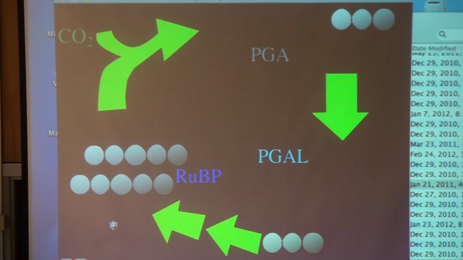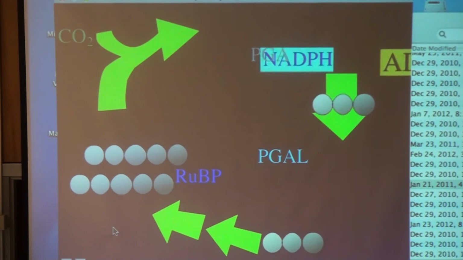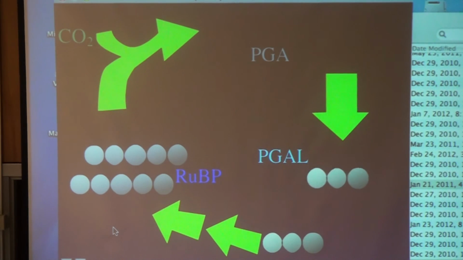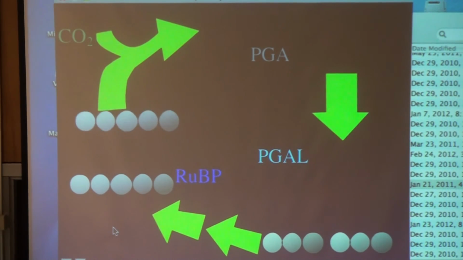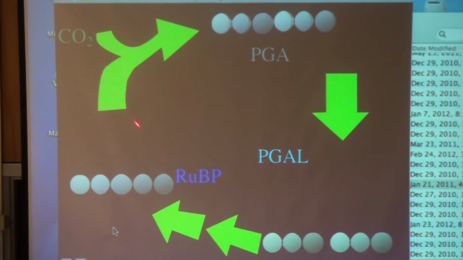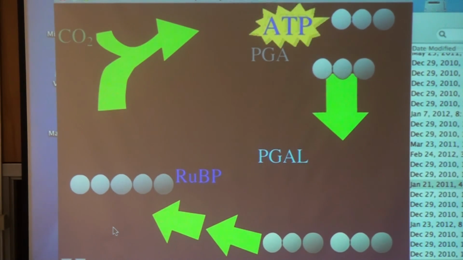Let's put the PGAL down there. And now the second PGA does the same thing. It feeds into that enzyme. ATP and NADPH energy is used to carry out that non-spontaneous conversion from PGA to PGAL. And now we have 2 of those PGALs down there. And what's going to happen is the other RuBPs are going to do the same thing. RuBP to 2 PGAs. Each one of those becomes 2 PGALs.